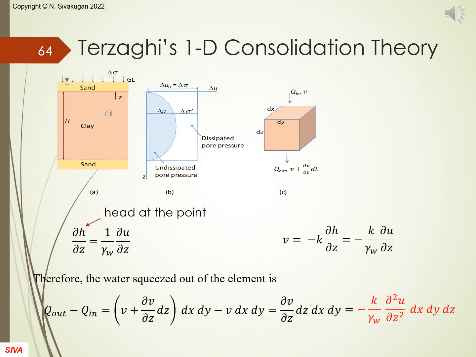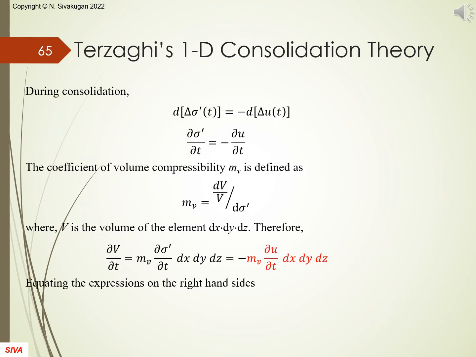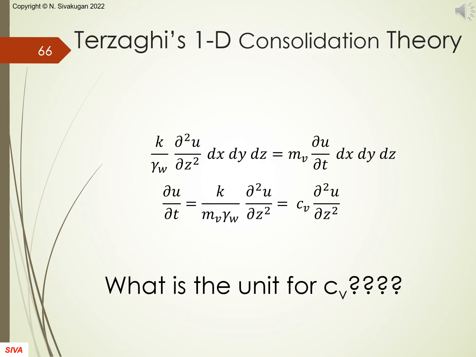Here, we are looking at a point, shown as an infinitesimal element. From mass balance, we have an expression at the bottom of the slide for the net volume of water squeezed out of the element per unit time. From the definition of mv, we develop an expression for the volume change per unit time, which is the same as the water squeezed out per unit time. Let's equate the two expressions from the last two slides, and that gives the governing partial differential equation. Here, cv is the coefficient of consolidation, defined as k over mv γw.